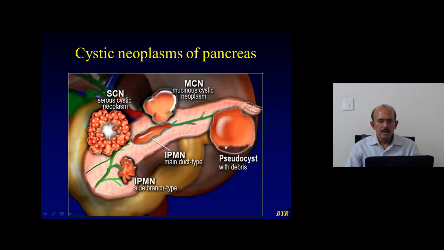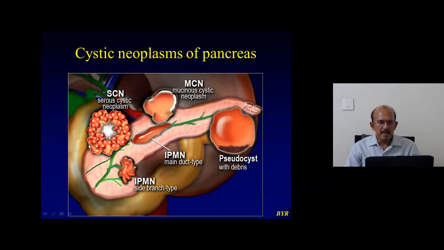So these are some of the cysts around the pancreas. So this is a pseudopancreatic cyst arising at the tail region of the pancreas. This is mucinous cystic neoplasm, where the cyst is filled with thick mucinous substance. This is called IPMN, that is intraductal papillary mucinous neoplasm. This can be from the main duct or this can be from the side branch.